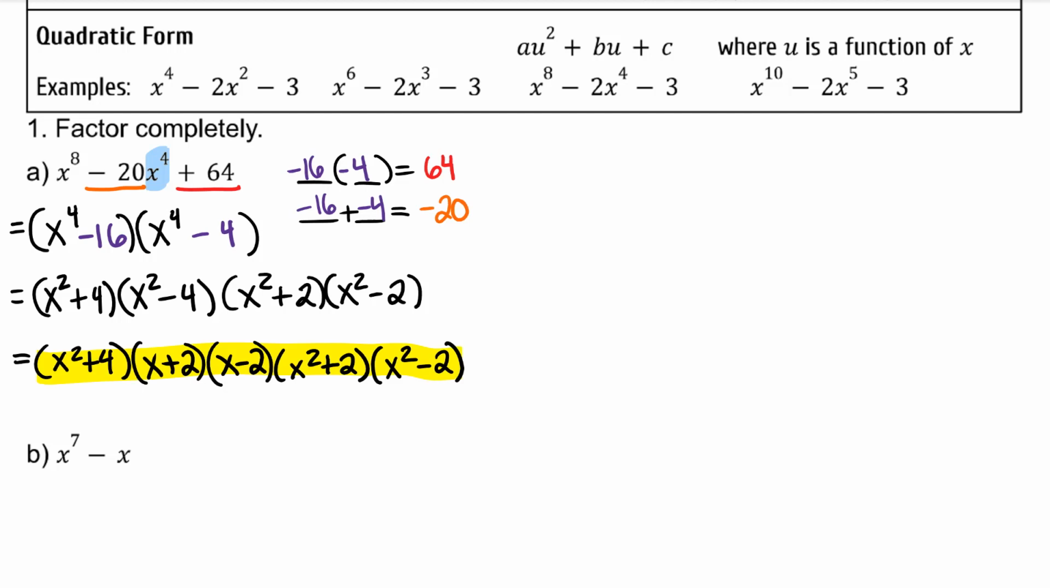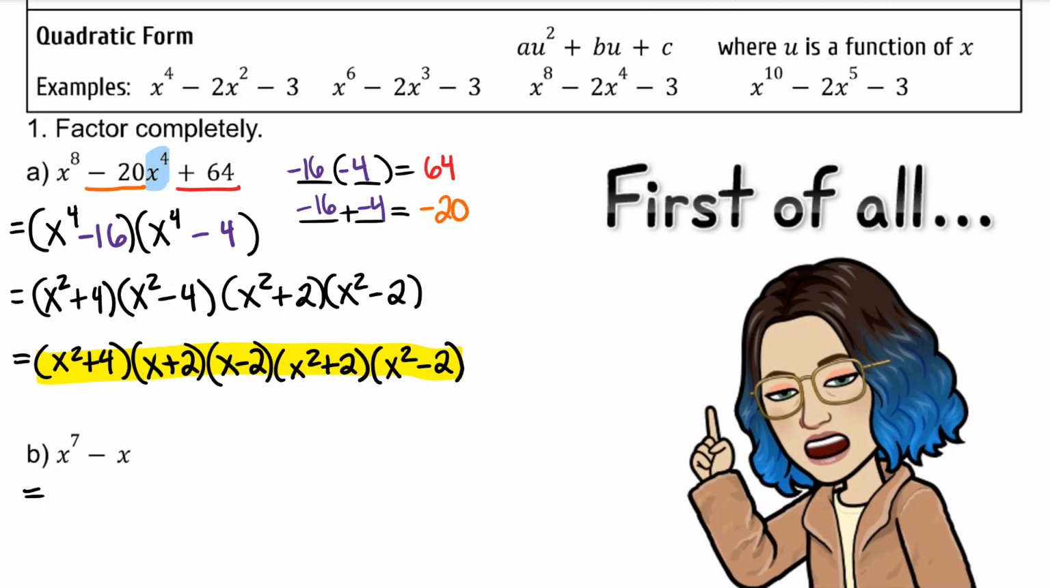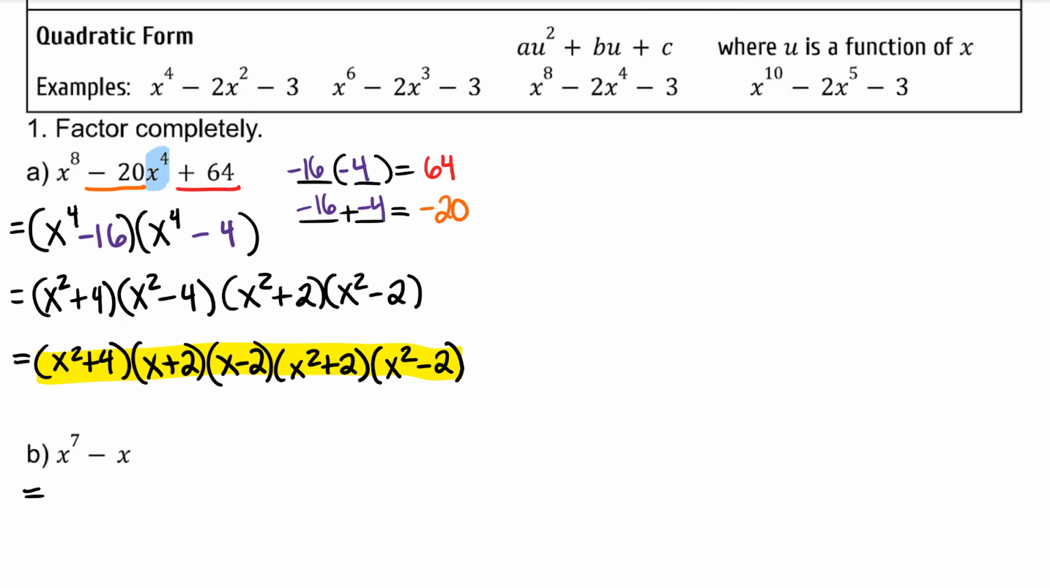Let's try factoring x to the 7 minus x. What do you notice? First and foremost, take out the GCF, the greatest common factor. X is in common with both of these terms, so I'll take out x. That means dividing each term by x, which would get x to the 6 minus 1.